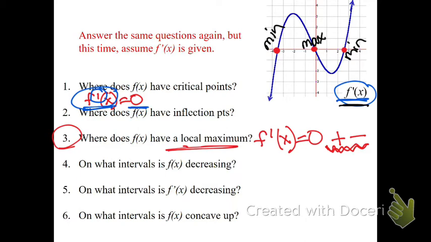So let's move on. I've skipped number 2 for now. We'll come back to it. Let's go to number 4. All right, number 4. Where is f of x decreasing? That's where f prime is negative.